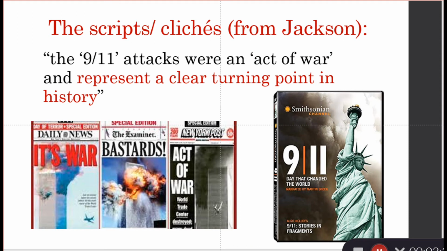Right? So one such is that the September 11th attacks were an act of war and represent a clear turning point in history, right? So it's sort of like before Christ, after Christ, right? It's pre or post 9/11. The day that changed the world, right?